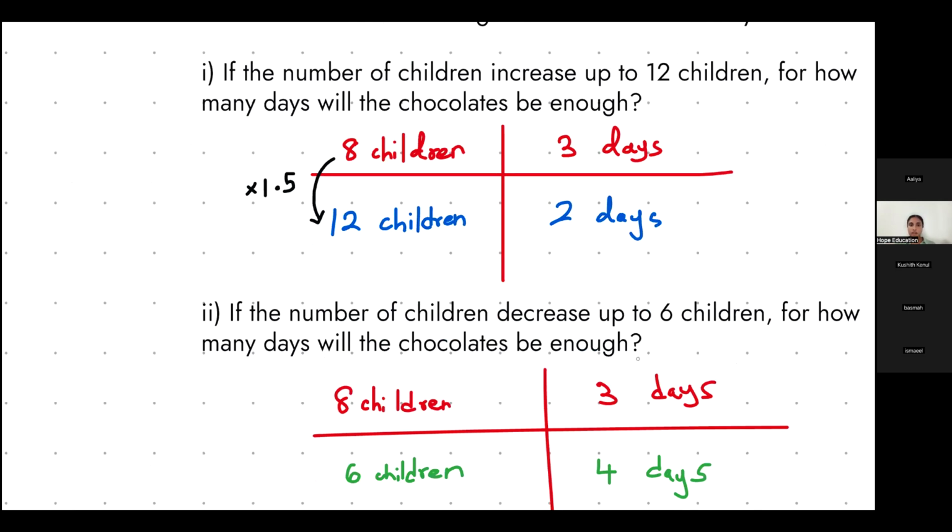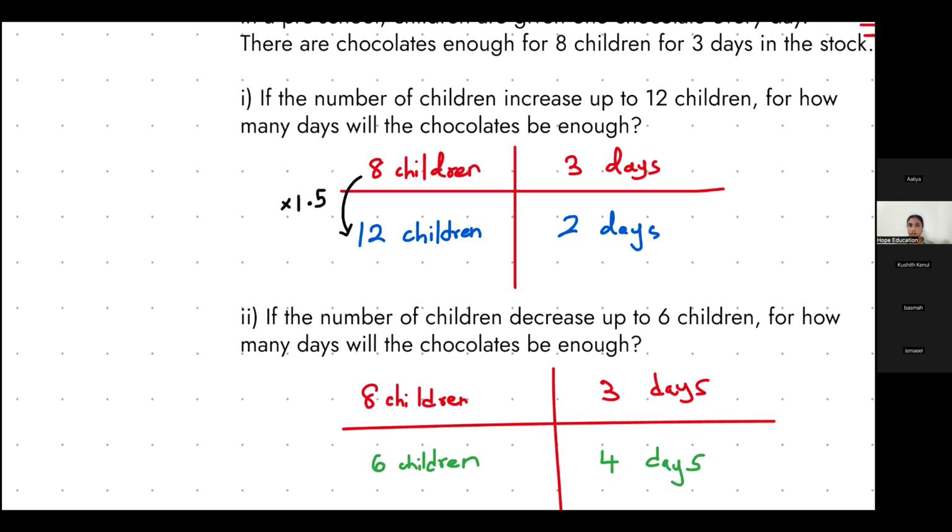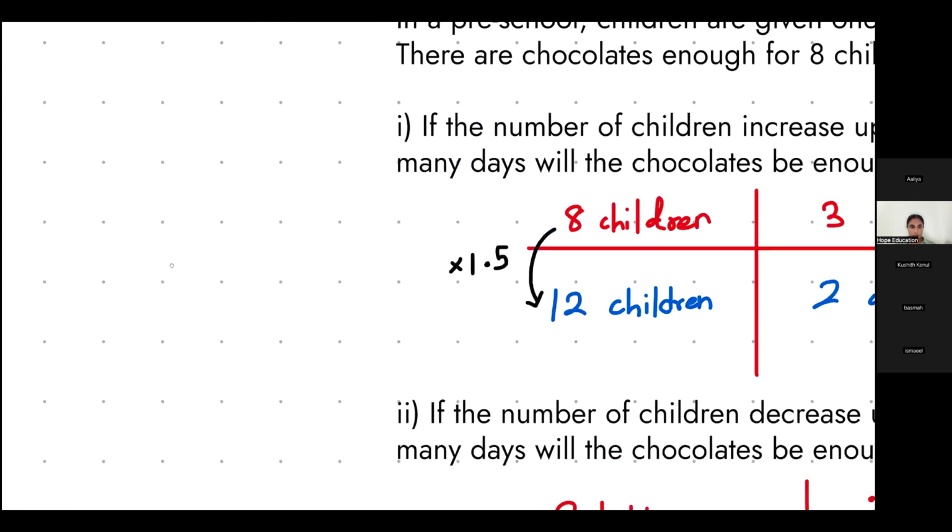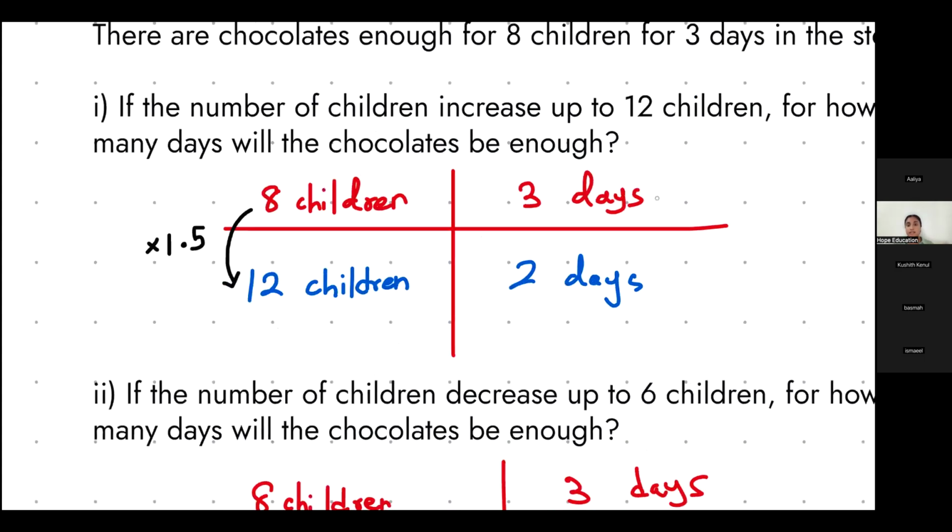So 18 to 1.5 is 12, right? Did you get it? I hope I didn't confuse it. So here, 1.5 multiplied by 8, right? 8 times 5 is 40. 4 remaining, 8 times 1 is 8, 9, 10, 11, 12. With the decimal point, it's 12. So number of children has increased by a ratio of 1.5. But what has happened to the days? Number of days has decreased by a ratio of 1.5.